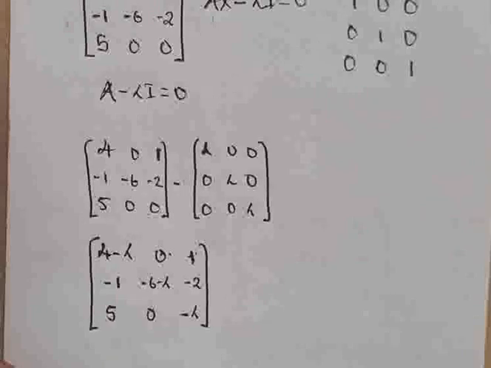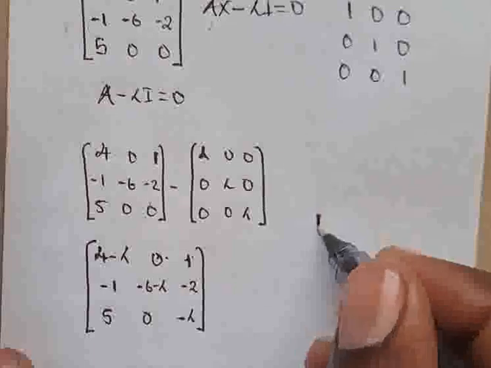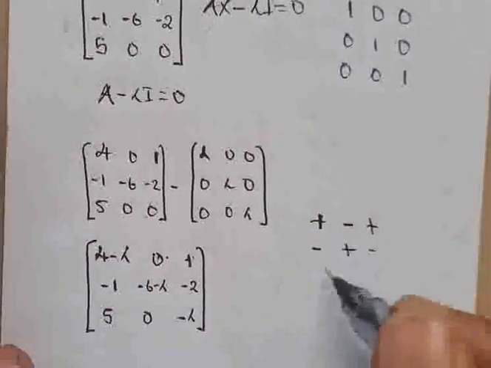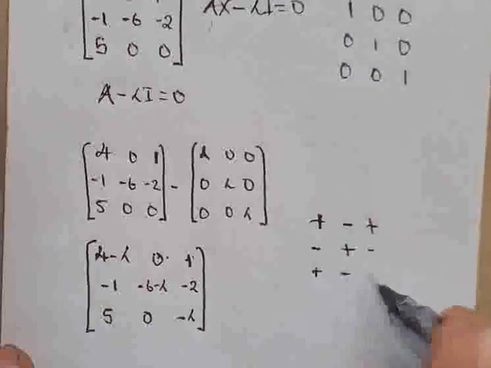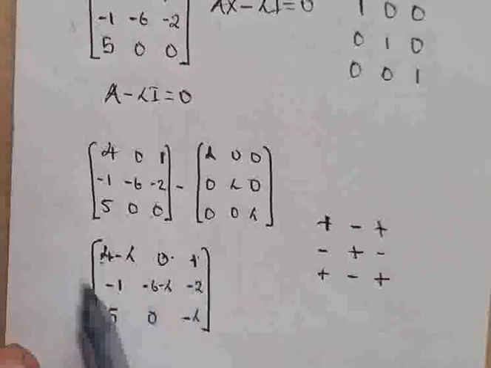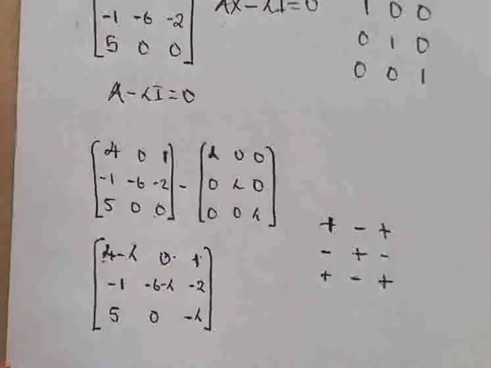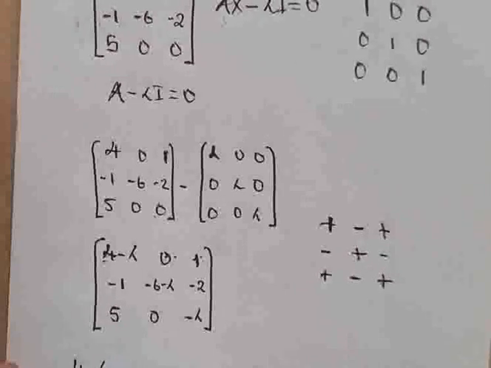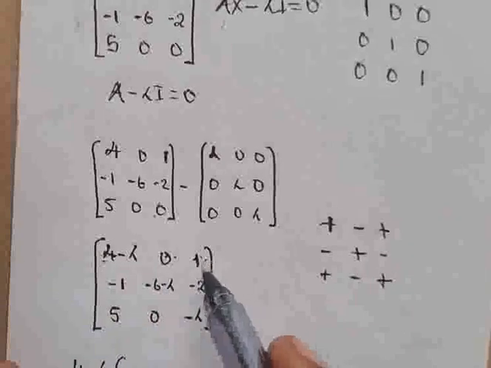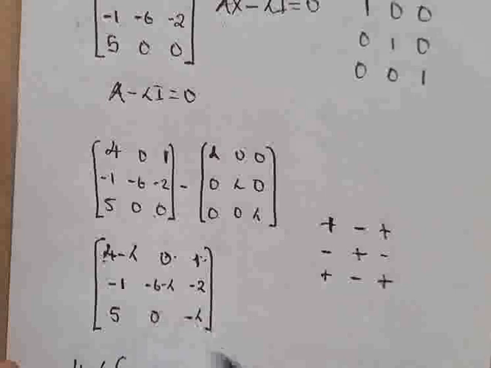Also note that as you're looking for the cofactors, you need to follow the rule that says the first one should be positive, then negative, positive, negative, positive, negative, positive, negative, positive. So this will be positive, negative, positive, but we are only focusing on the first row there. So the first entry there is 4 minus lambda. Then let us form a 2 by 2 matrix here by cancelling this row and this column.